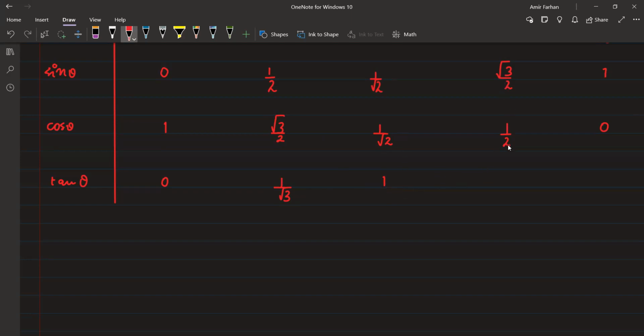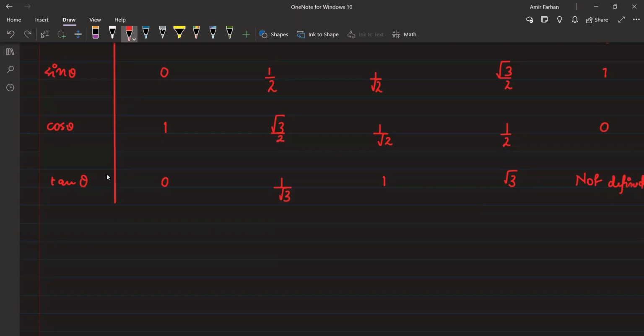Root 3 by 2 and 1 by 2. If you divide it, the denominator will get cancelled. What will be left? Root 3. Now 1 by 0, what will be the value? Not defined, because we cannot divide a number by 0. It means it is kind of infinite.